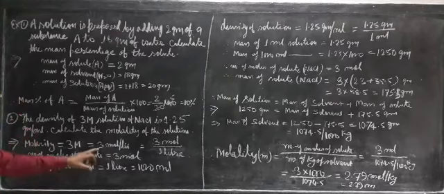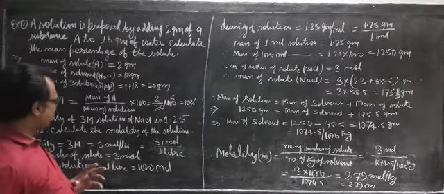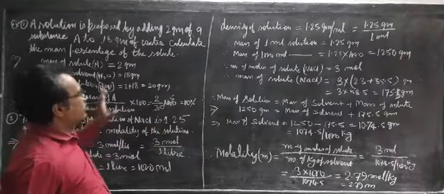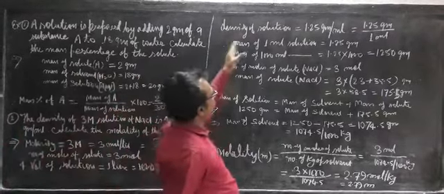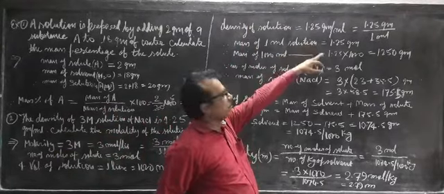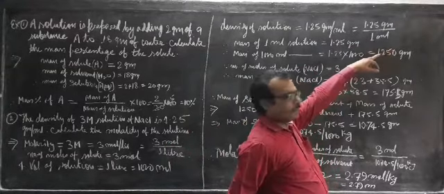So these are the two pieces of information we have got from this 3m. Now another piece of information is given about the solution. The density of the solution is 1.25 gram per ml. So I write the formula for density of the solution as 1.25 gram by 1 ml.